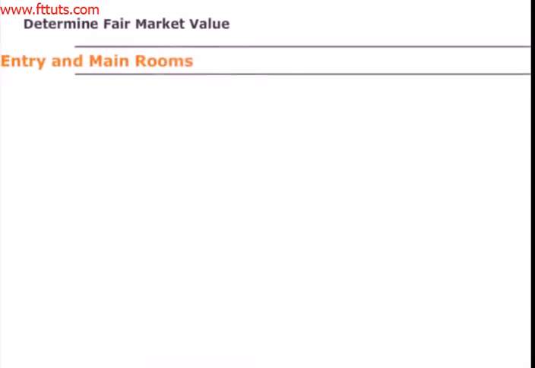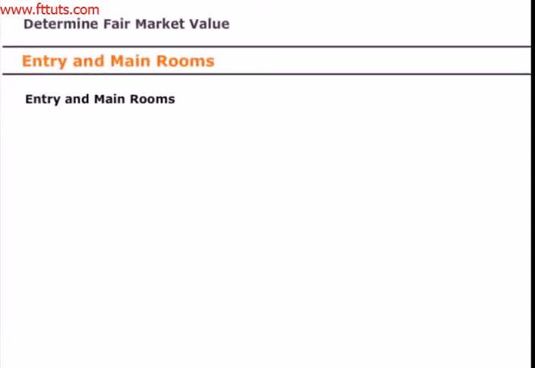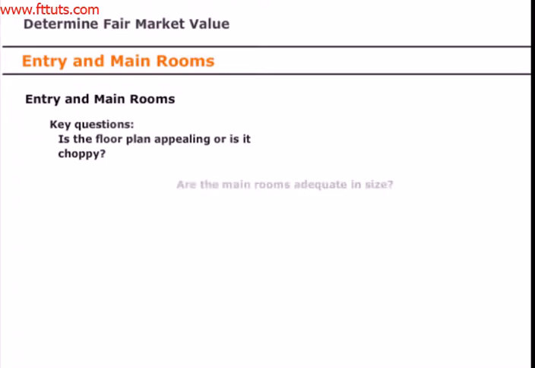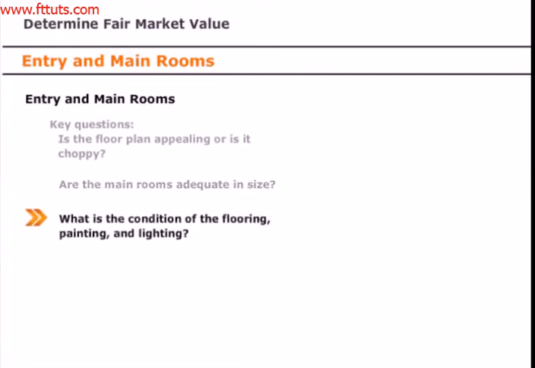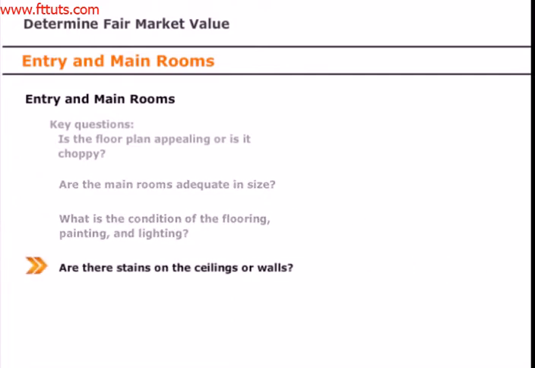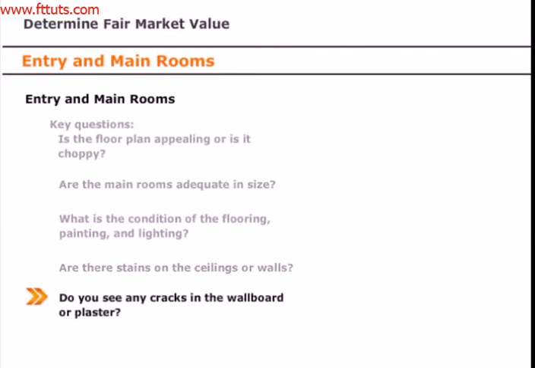When you enter the home, is the floor plan appealing or is it choppy? The main rooms include the family living, dining, and bedrooms. Are these rooms adequate in size? What is the condition of the flooring, painting, and lighting? Are there stains on the ceilings or walls? Do you see any cracks in the wallboard or plaster? Make note of any repairs as you walk through the home.